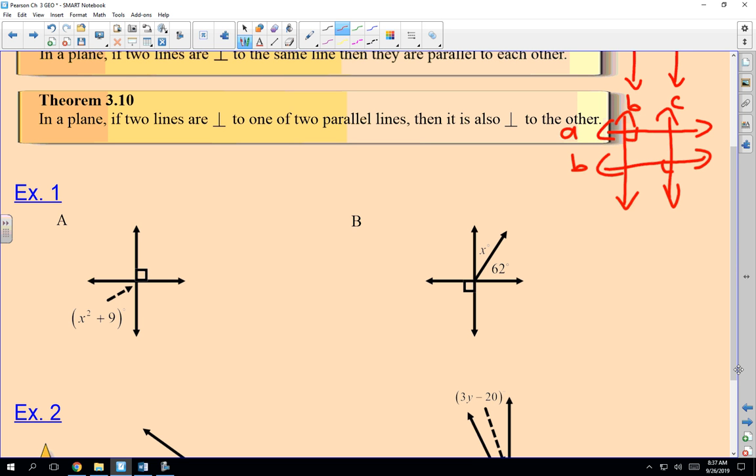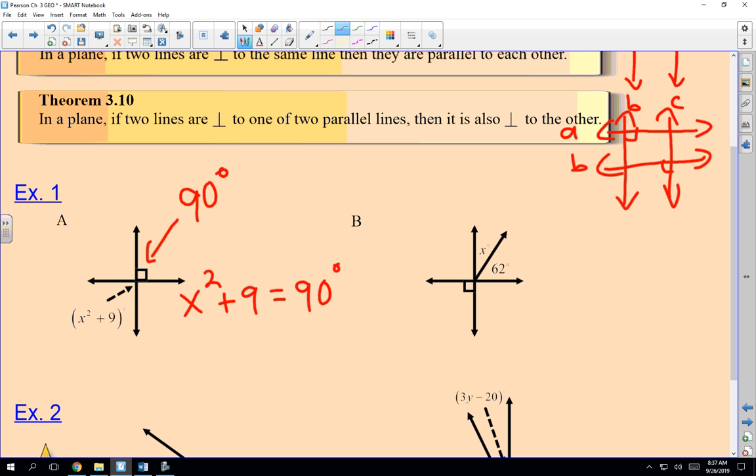And then we're going to use the idea of perpendicular lines to get complementary angles to set up equations here, or vertical angles in this case. So in A, we've got this perpendicular symbol here that means 90 degrees. Because that's a vertical angle with x squared plus 9, we have x squared plus 9 has to equal 90 degrees, and then solve it.